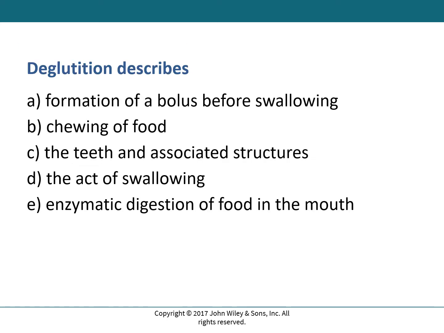So let me ask you this question. Deglutition. What does that mean? The answer is D, the act of swallowing. And you should have read about this in your reading prior to coming to class, and you probably already talked about it in lab.